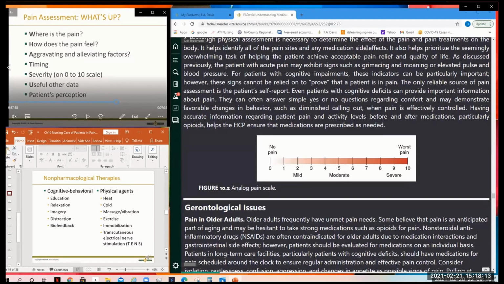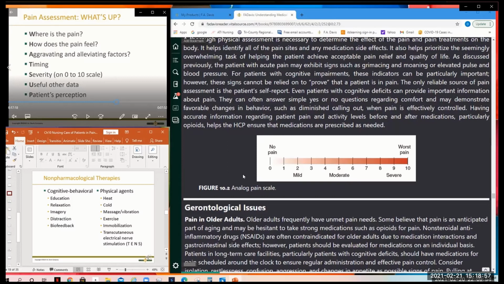Even patients with cognitive deficits can provide important information about pain. They can often answer simple yes or no questions regarding comfort and may demonstrate favorable changes in behavior, such as diminished calling out when pain is effectively controlled. Having accurate information regarding patient pain and activity levels before and after medications, particularly opioids, helps the HCP ensure that the medications are prescribed as needed.